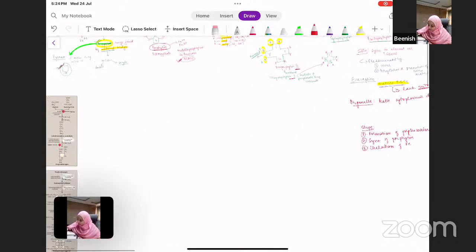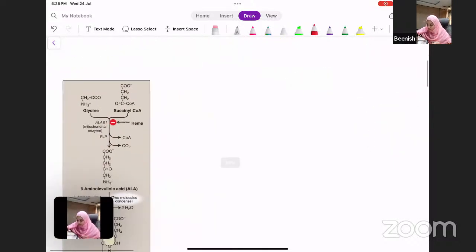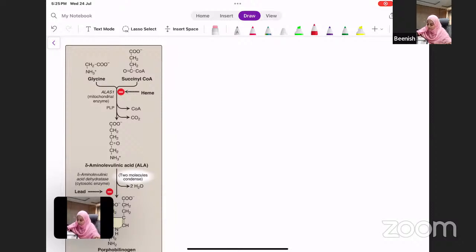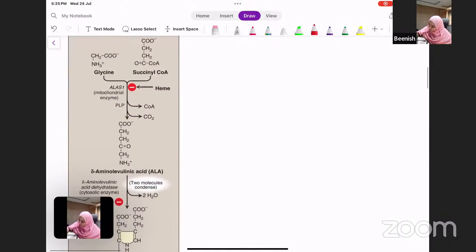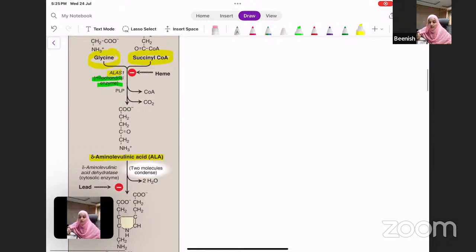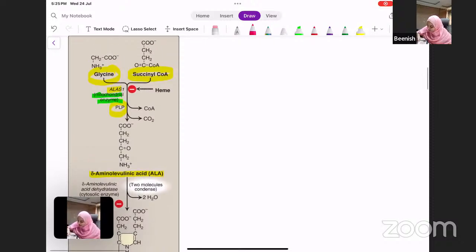Okay. Now let's begin with the detailed individual steps of heme synthesis. The first step takes place in the mitochondria with the help of the mitochondrial enzyme ALA synthase 1. What is happening in the first step? Glycine combines with succinyl CoA to form delta aminolevulinic acid, that is ALA. PLP is acting as the coenzyme required. This step is the rate limiting step.